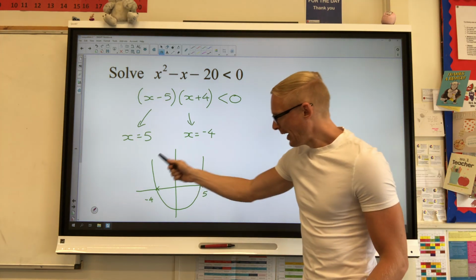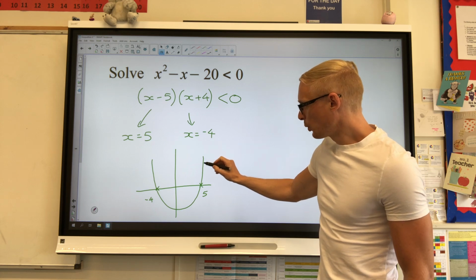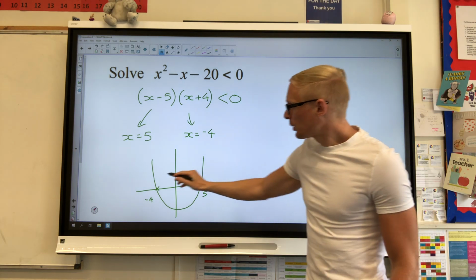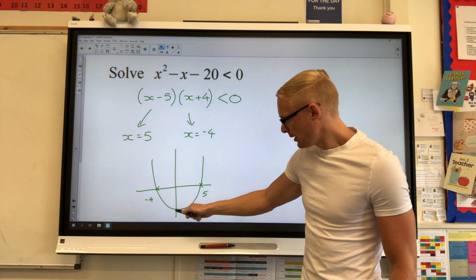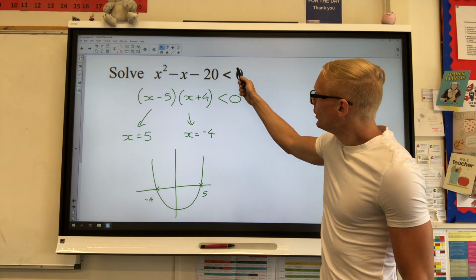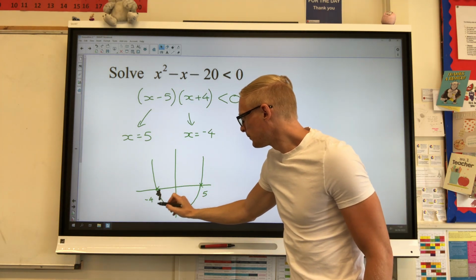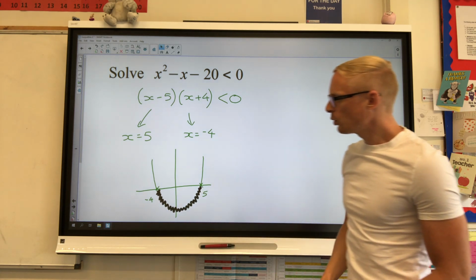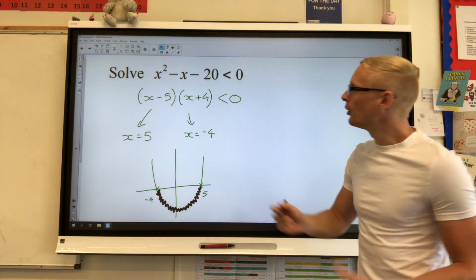If you think about any coordinate on this curve, you might look at a coordinate around here and think, well, the y-coordinate there is probably 4, 5, 6. It's going to be positive. The y-coordinate here would be positive. But the y-coordinate here would be negative, and here, and here, and here. All these y-coordinates here are negative. So if we're looking for when this is less than 0, we're looking for this bit here. That part of our graph is when it's less than 0.